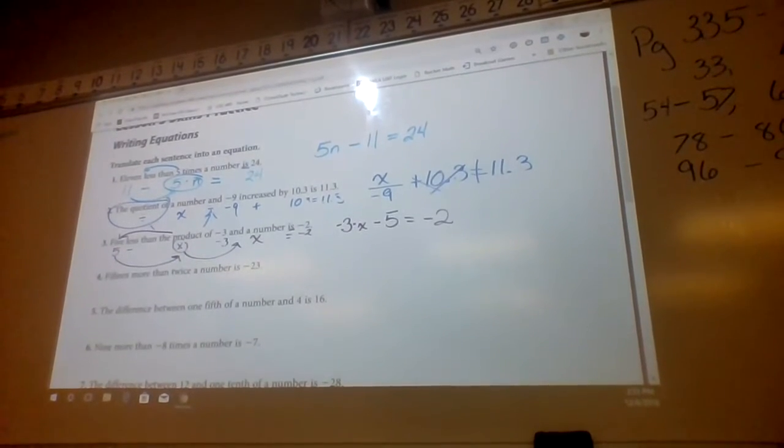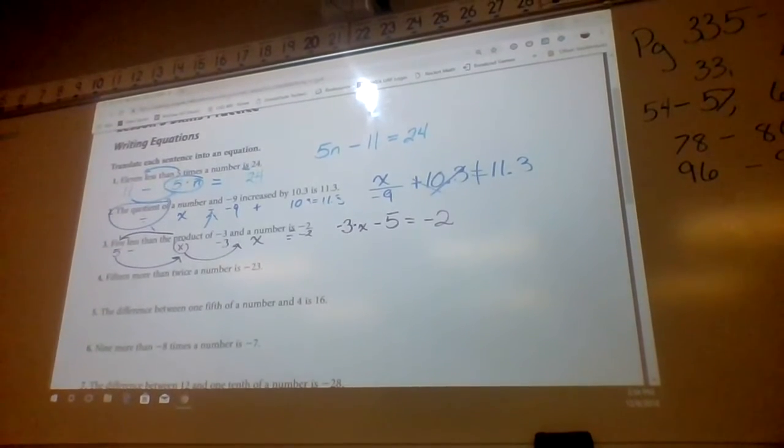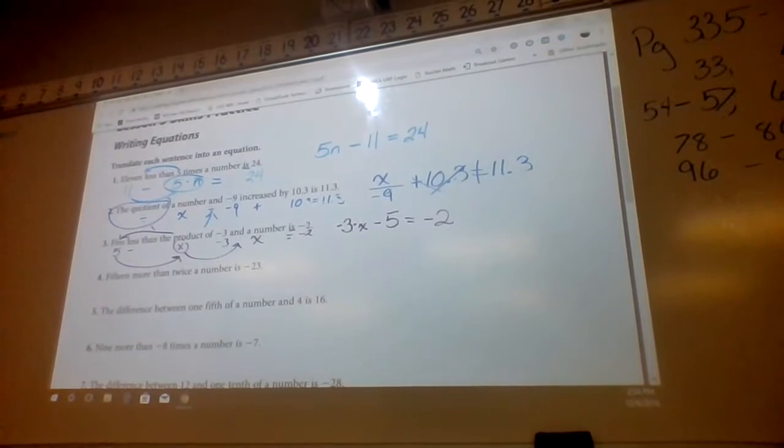Where's the variable? What operation is it? Which one did we do first? What's the inverse? Add 5 to both sides. Is that right? No. What is the opposite of subtracting 5? So add 5. Just add 5. Add it to both sides.